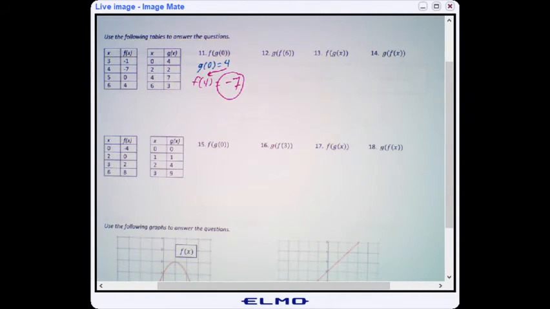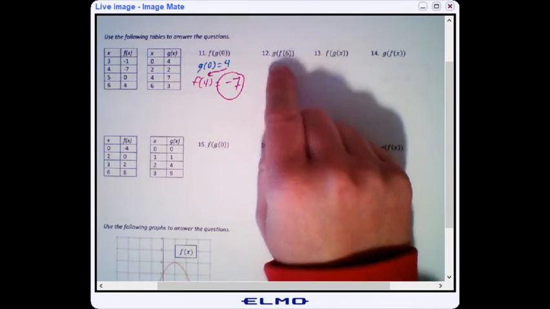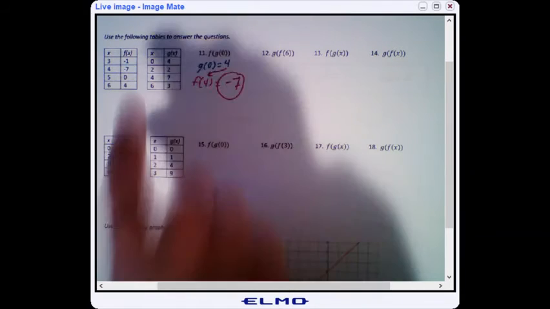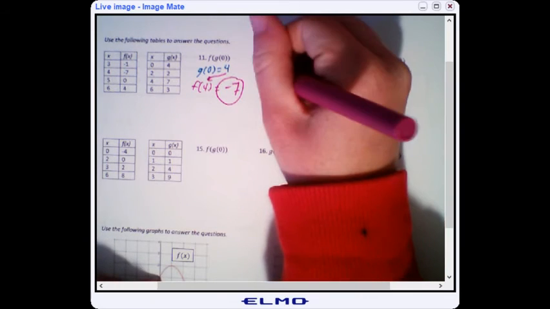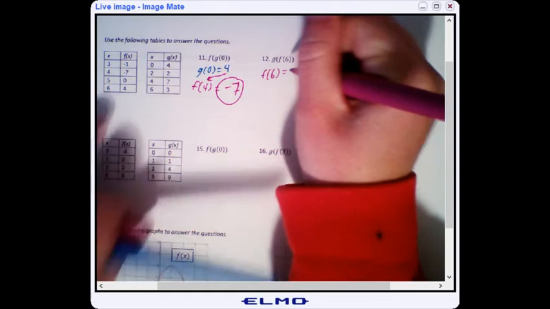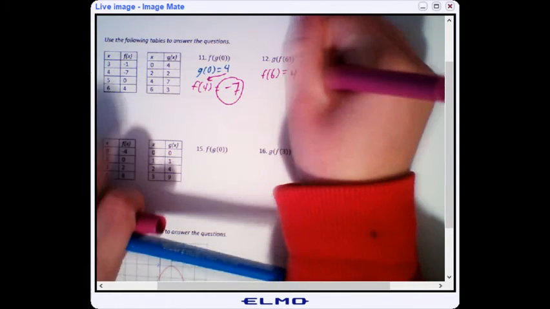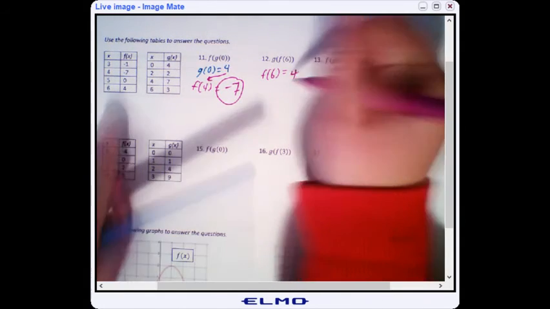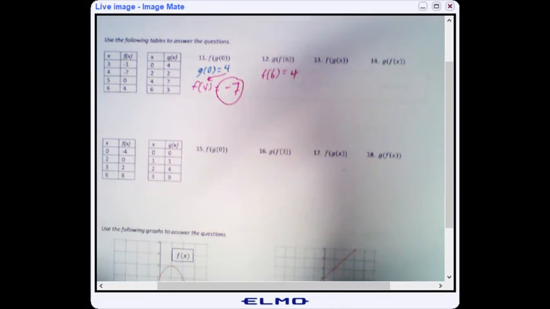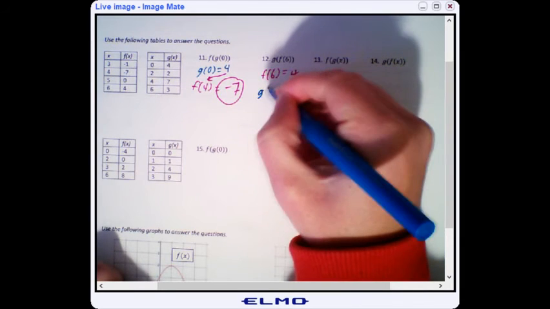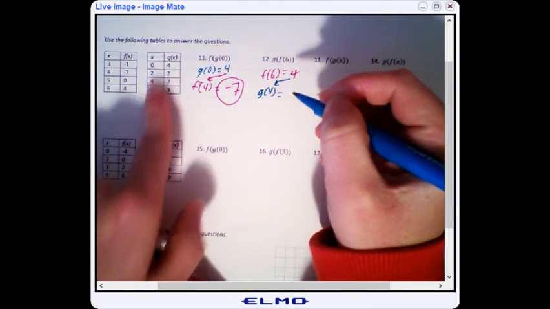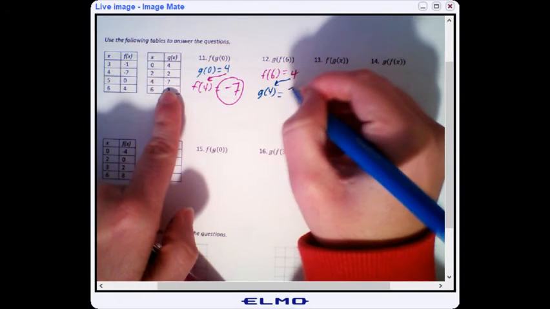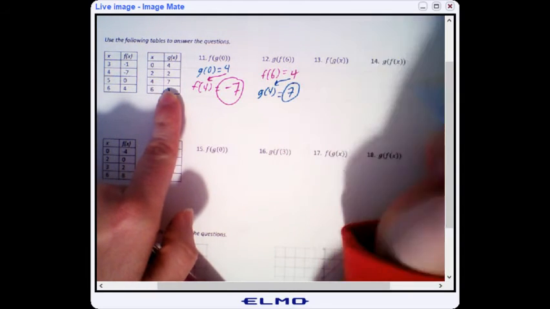For 12, it says g of f of 6. So this time we're going to start on the f side and have an input of 6. The input of 6 gives 4. I'm going to take my 4 and go to the g side because now I'm going to do g of 4. My output becomes my input. So I look at the input side. 4 goes to 7. So my final answer here is 7.